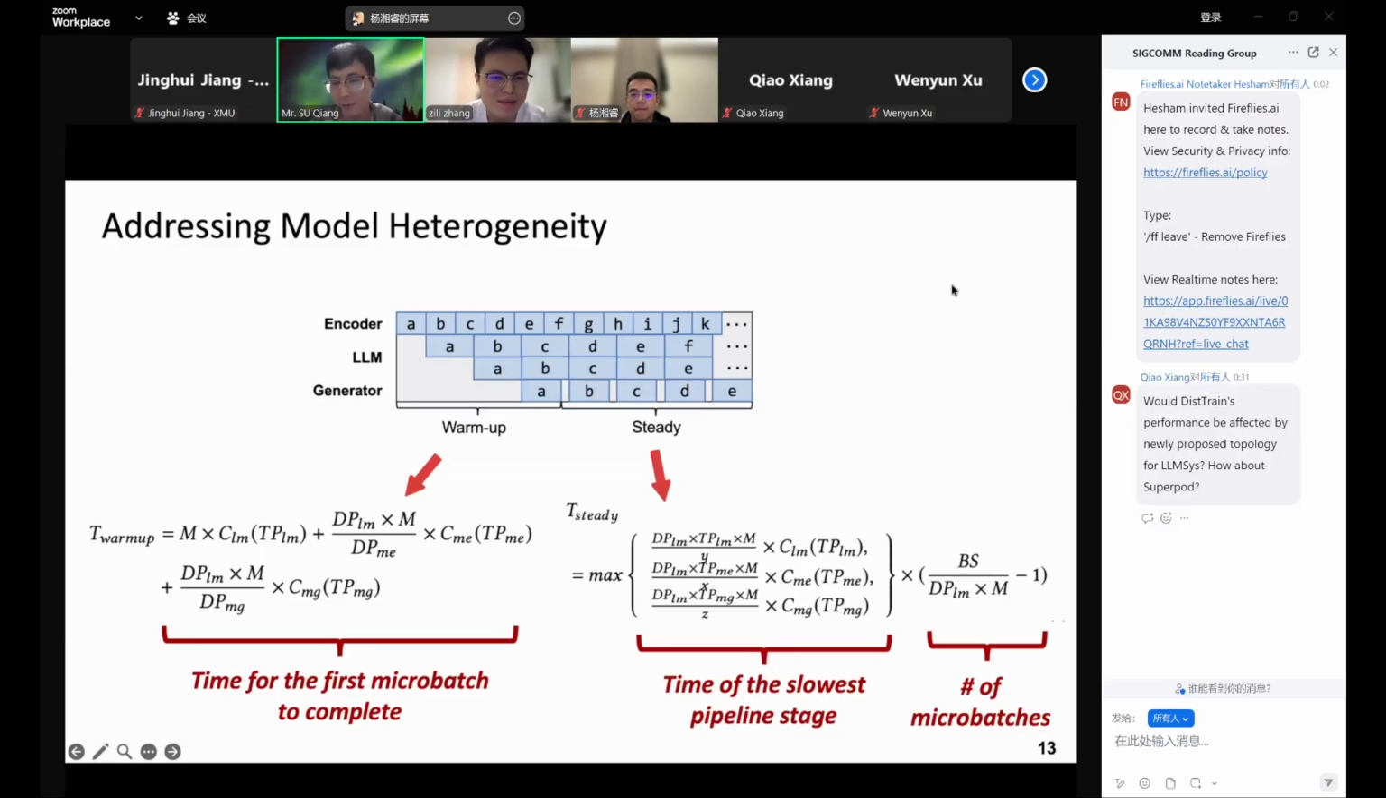Okay. There is another question from the chat box, so let me just read it. Would DistTrain's performance be affected by newly proposed topology for LLMs? How about superpod?